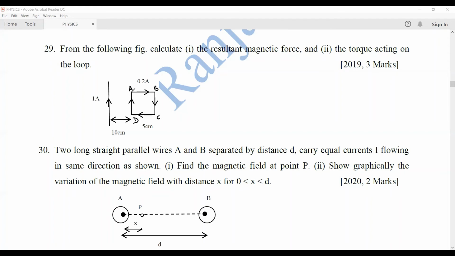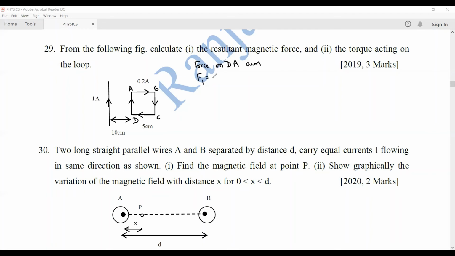Okay, so this DA arm, which is closer to the 1 ampere current carrying wire, will experience some force as the current is in the same direction. So the force experienced will be attractive. First, let's find the force on the DA arm, let it be F1.